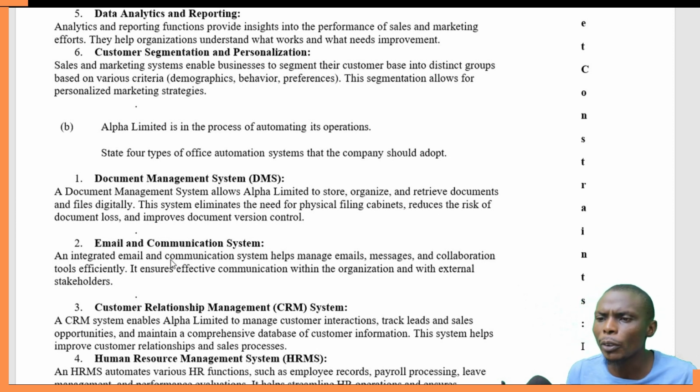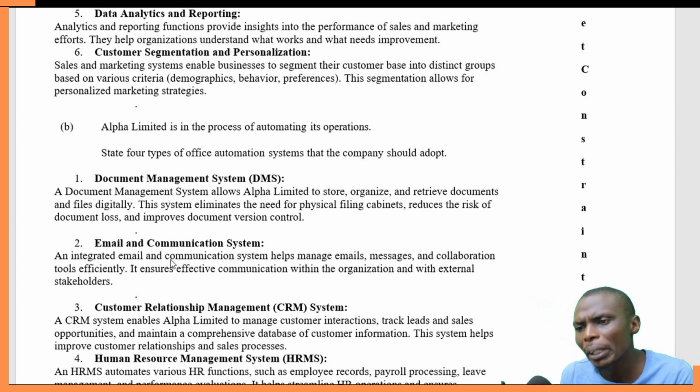We can also talk about customer relationship management. This customer relationship management will help the organization to manage customer interactions. They can track potential customers.